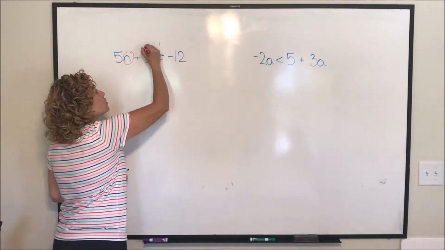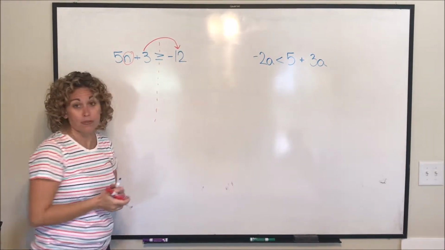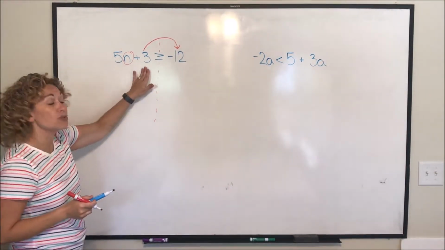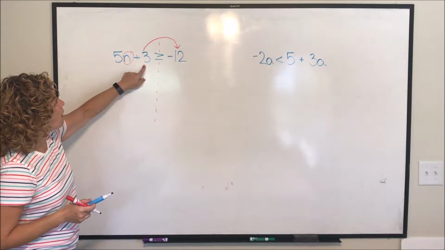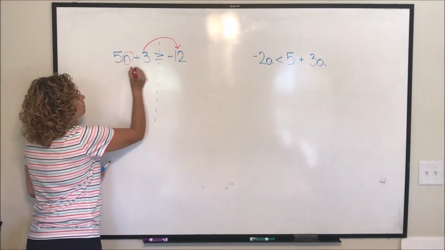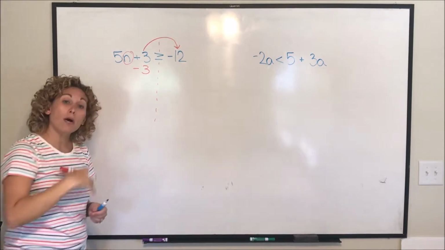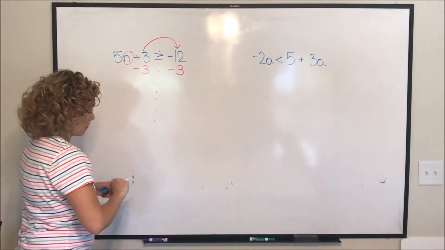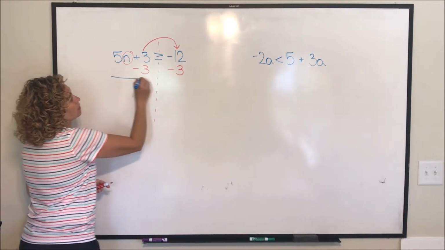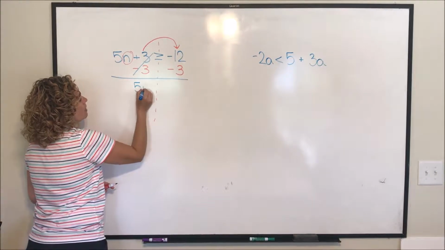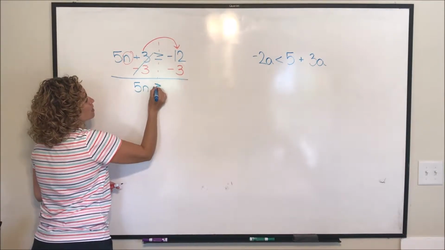So what we're going to do is we're going to send them home. To send them to the other side, to send them home, we need to do the opposite. The opposite of plus 3 is to subtract 3. But what you do to one side, you have to do to the other. When you do that, your 3's cancel out and you're left with 5n, bring down your sign, is greater than or equal to.